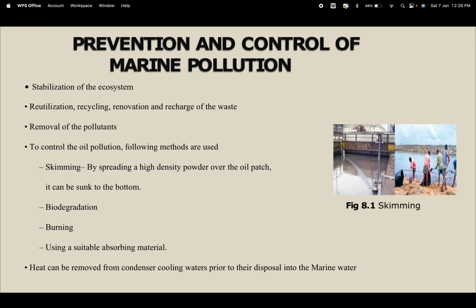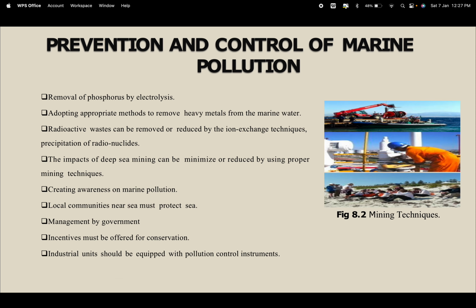Prevention and control of marine pollution. Stabilization of the ecosystem, reutilization, recycling, and remuneration and recharge of the waste. Removal of the pollutants. To control the oil spill, the following methods are used: skimming; spreading a high density powder over the oil patch so it can be sunk to the bottom; biodegradation; burning; and use of a suitable absorbing material.